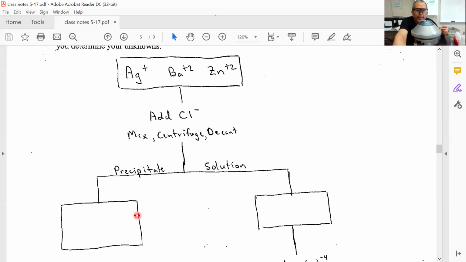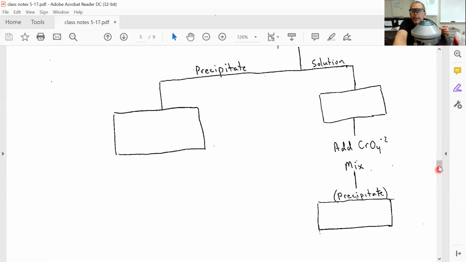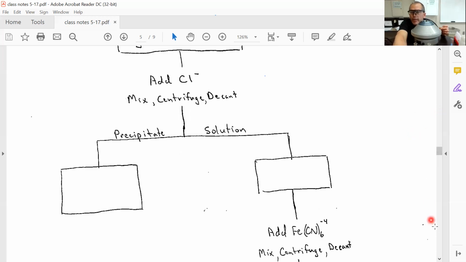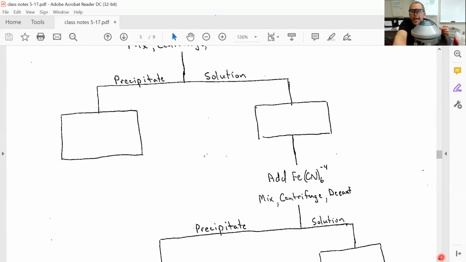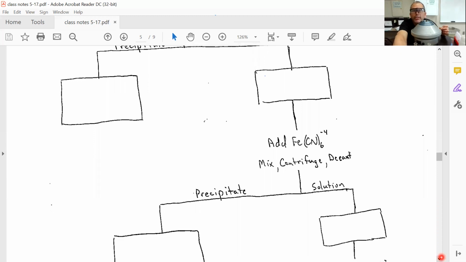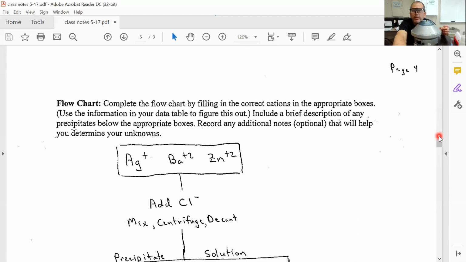So in my test tube, I might say, oh yeah, this is a white precipitate. This is a silver ion right here. And then I have barium and zinc right here. So now I can scroll down my table a little bit. Whoops, I scrolled a little too far, too fast. Getting different numbers here, kind of at some interesting angle. All right, now it says add Fe(CN)6 4-. So that's kind of my next step in this flow chart.